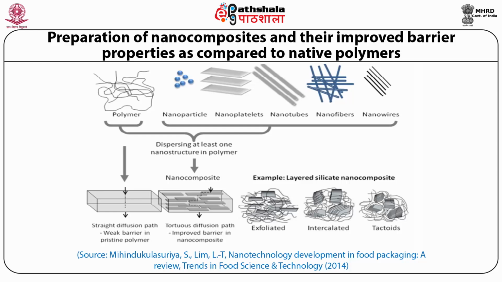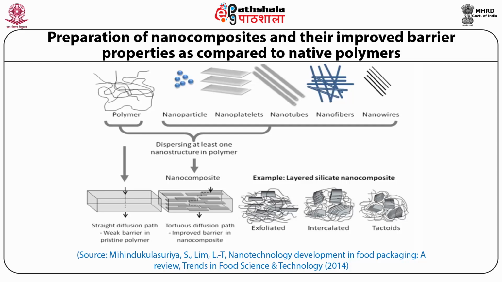Native polymers, which are used conventionally in the development of food packages, in those carriers, there is straight diffusion path. There is a direct perpendicular passage of oxygen through the package, which leads to weaker barrier properties. Whereas, if we use different kinds of nanoparticles, whether nanoparticles, nanoplatelets, tubes, fibers, or nanowires, which are dispersed in one of the nanostructures in the polymer, and as shown in the structure, it leads to a tortuous diffusion path, which means that the path is no more simple for the oxygen to diffuse within the barrier. It has to undergo a much longer path length.